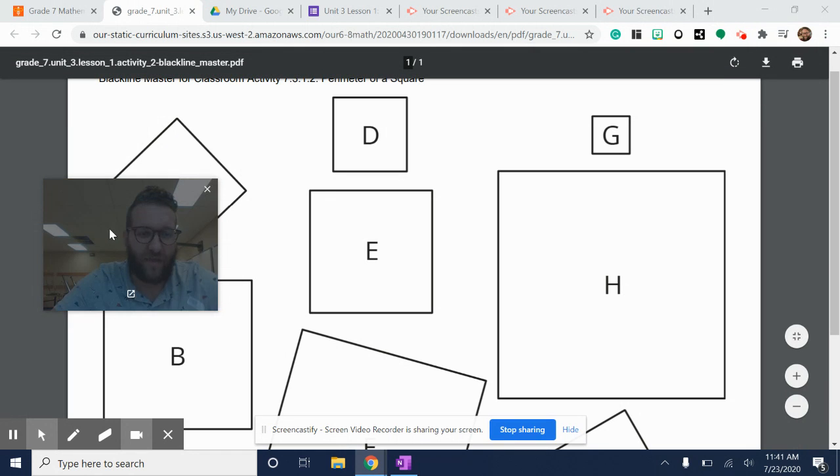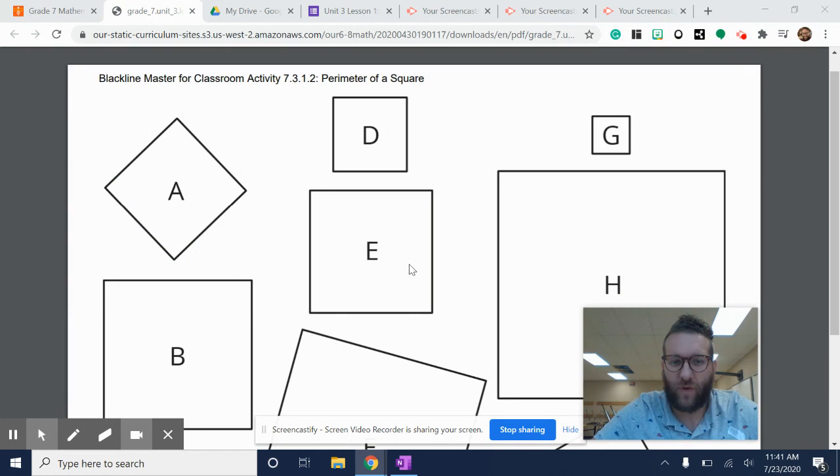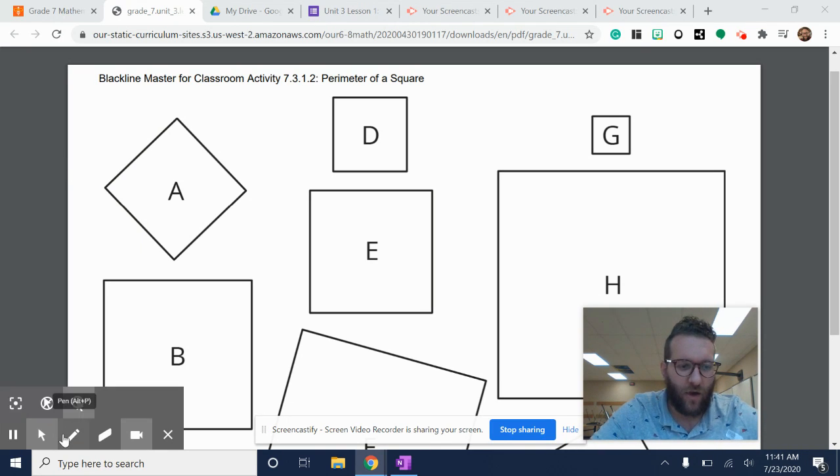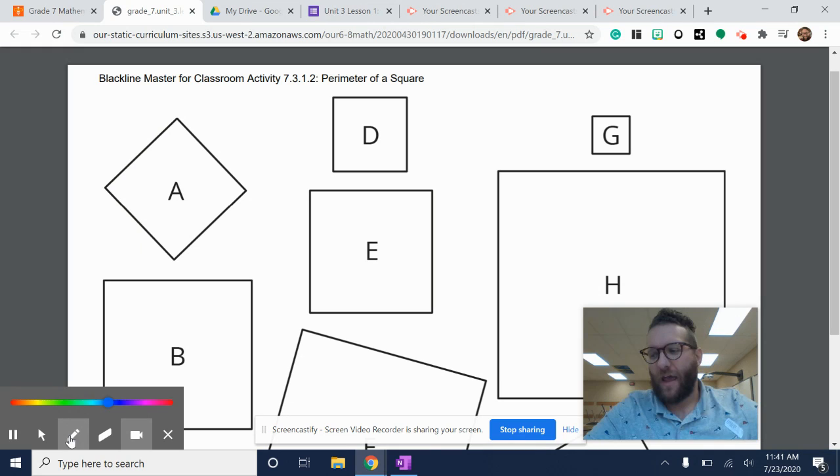When we're looking at this, we have a bunch of squares, and we're looking at the perimeter of a square, and we're also being asked to measure the diagonal of the square. What we're really doing is looking at the relationship between the diagonal of the square and the perimeter of the square. With that being said, we're going to jump in here and measure square A.